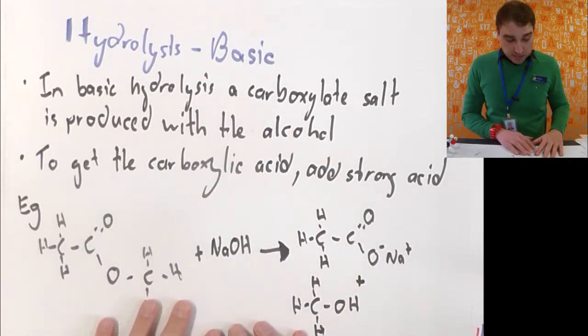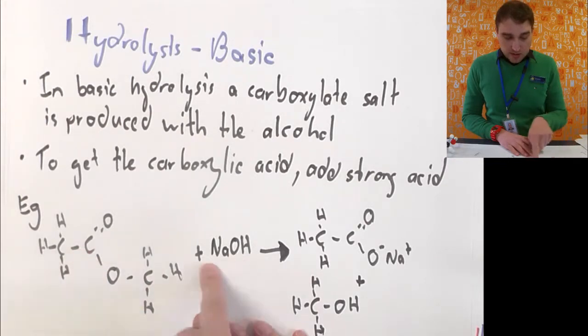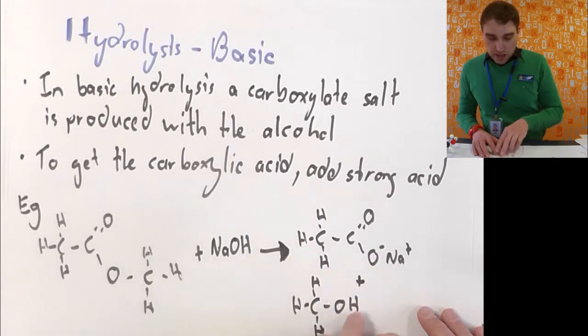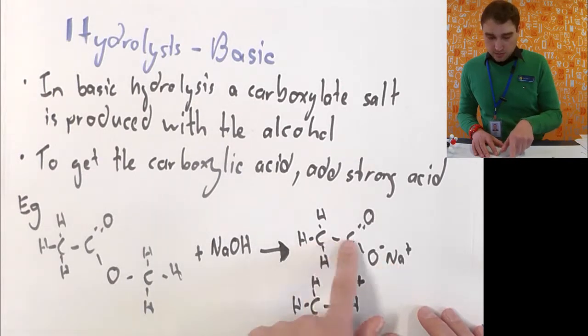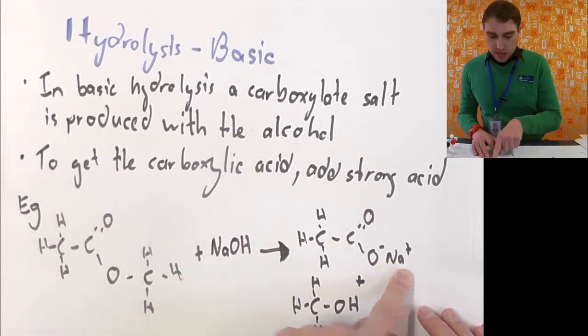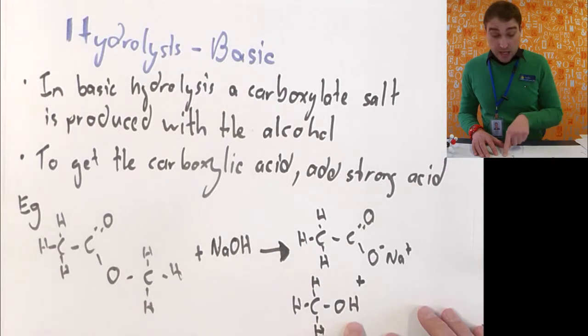So here's our example down here. We've got methyl ethanoate again. This time we're reacting it with sodium hydroxide. That's our base. We're breaking it up, and we're getting our salt here. So our salt there would be sodium ethanoate, so 2 carbons there, with the sodium ion here. So sodium ethanoate, and the alcohol, methanol. And that's what we get back.